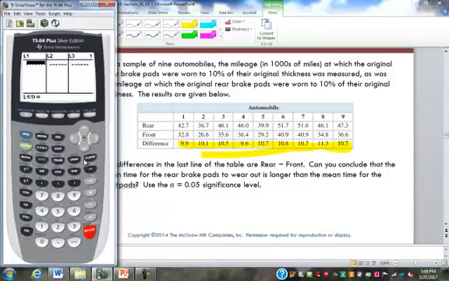So I'm going to put in here 42.7. Actually, you know, I should probably put in my front brake pads first. So 32.8, 26.6, 35.6, 36.4.